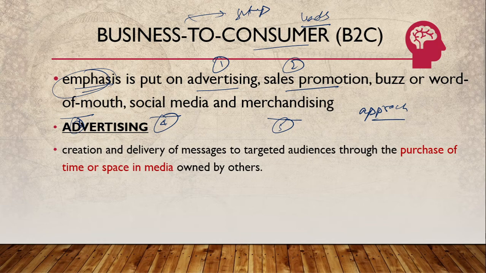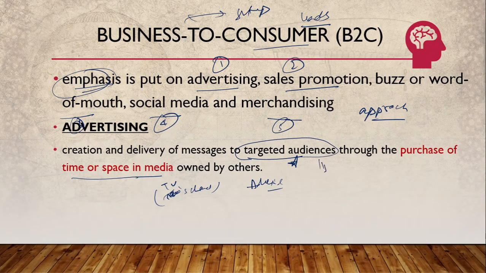So first one is advertising. What is advertising? Advertising is basically the creation and delivery of messages to targeted audiences through the purchase of time or space in the media, like TV, a TV news channel or a television channel in which you showcase your advertisement. So you are delivering to a target audience, the audiences who are actually following that TV channel. You are purchasing some time in that channel or space in that media which is owned by others, and then you are displaying your own advertisement in them. So this is a very traditional method of advertising.